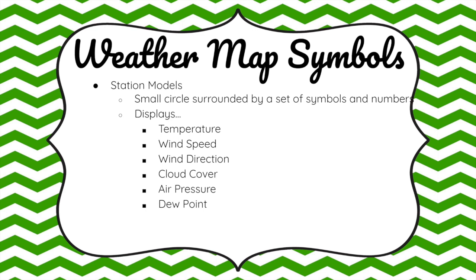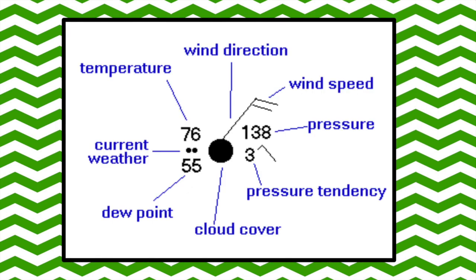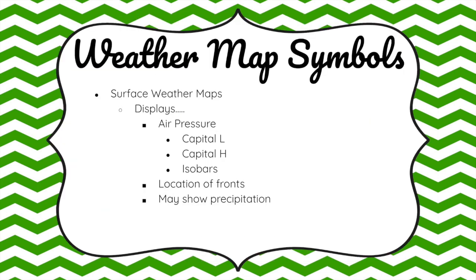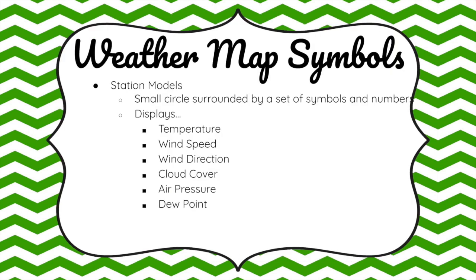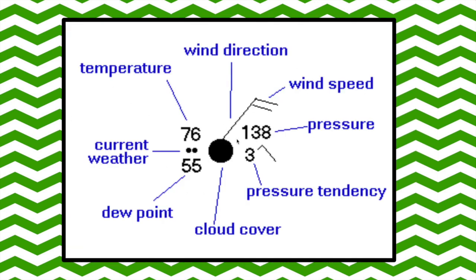So getting on to those weather map symbols. There are 2 types of weather maps we're going to talk about. We're going to talk about station models, and then we're going to talk about surface weather maps, which look like this. Okay, so let me talk about the station models first. They have small circles surrounded by a set of symbols and numbers. So this is their small circle right here, and then it's going to be surrounded by numbers and different symbols. And as you can see in here, the different symbols are labeled so you can see what it is.